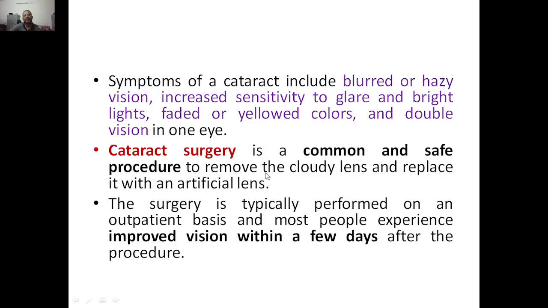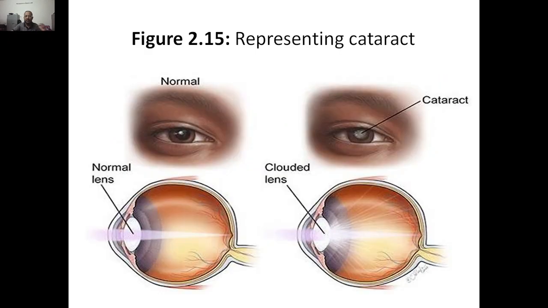So what are the symptoms? Symptoms of cataract are blurred or hazy vision, or increased sensitivity to glare. If any glare or bright light is coming, we close our eyes. That is happening because of the cataract, because when bright light comes, the light is suddenly distributed all over the retina. So the retina stops functioning, that means it gets confused, and automatically the eyes close.